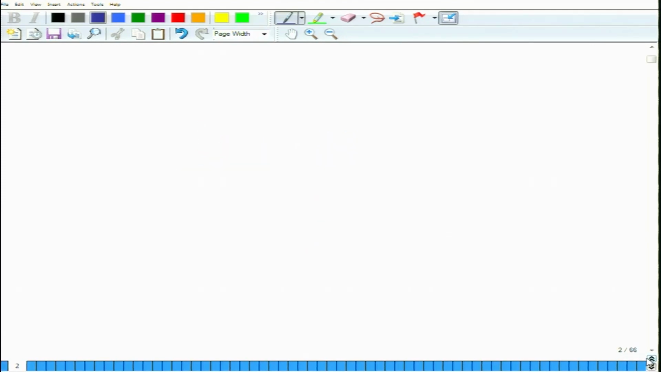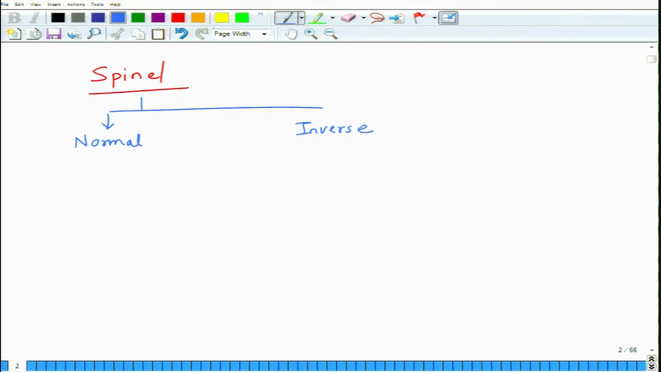So, let us continue discussing our spinel structured materials. Spinel, as we discussed in the last lecture, has two variants. One is normal, second is inverse. Both are AB2O4. In the normal case, A goes to tetrahedral sites and B goes to octahedral sites. In the inverse case, one of the B goes to tetrahedral sites and A and the remaining B go to octahedral sites.